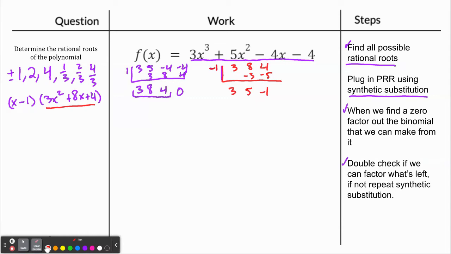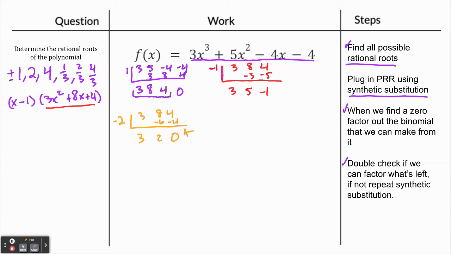So next I'm going to try negative 2 and not positive 2, because I notice these are all positive numbers here. If I keep plugging in a positive number, multiplying and adding is never going to get me down to 0. So negative 2 here, 3, 8, and 4. And negative 2 looks like it gives us a 0 here.